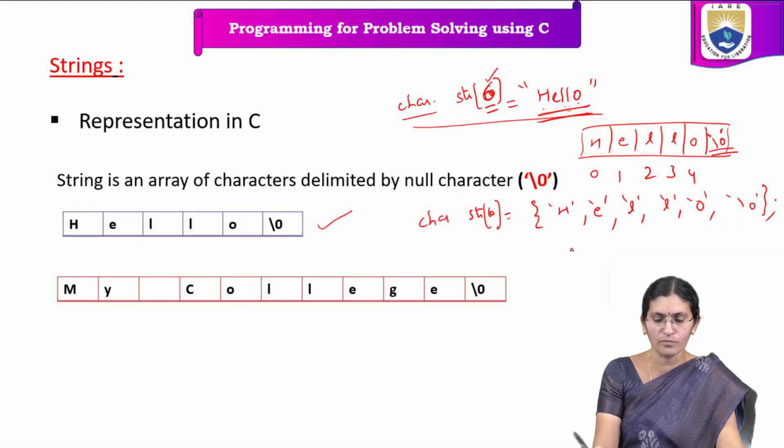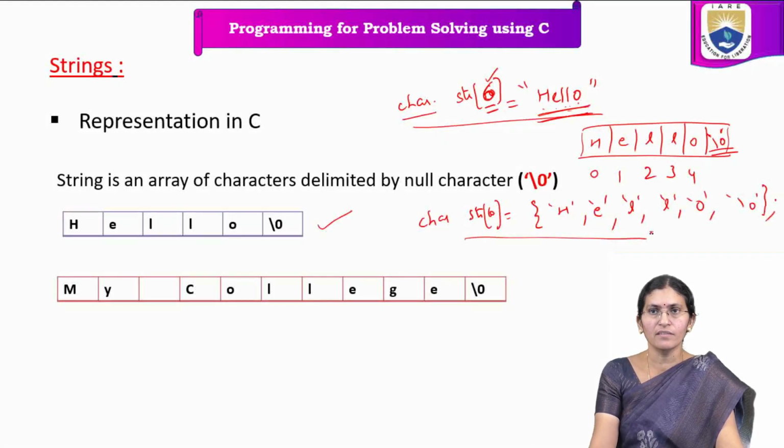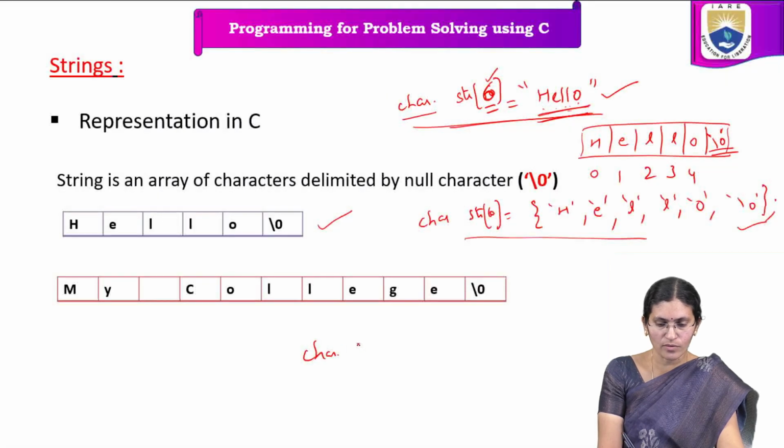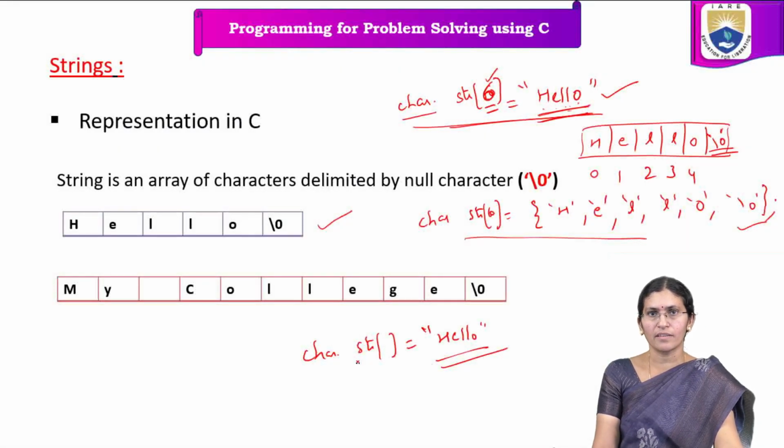So this is one way of declaring and initializing the string or character array, and this is the other way, which is the same as this one. The other way is you can write this also. Here you can skip the size. The compiler will compute the size based upon the string which is assigned to this character array.